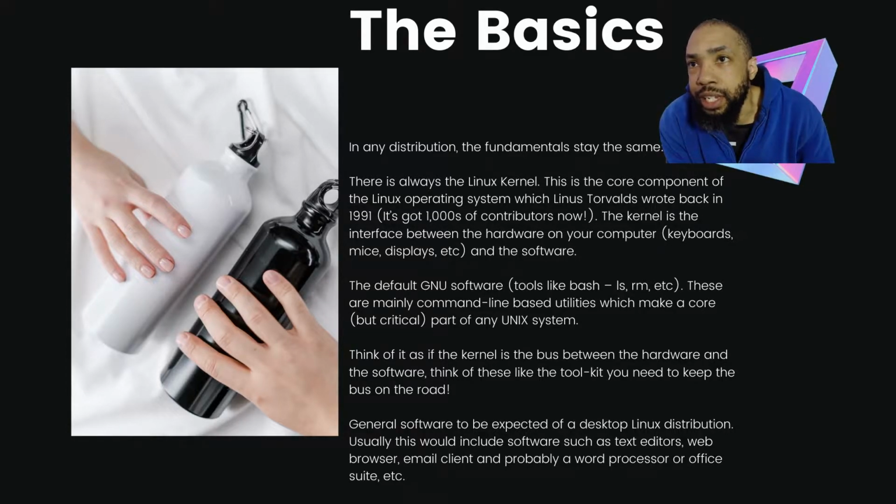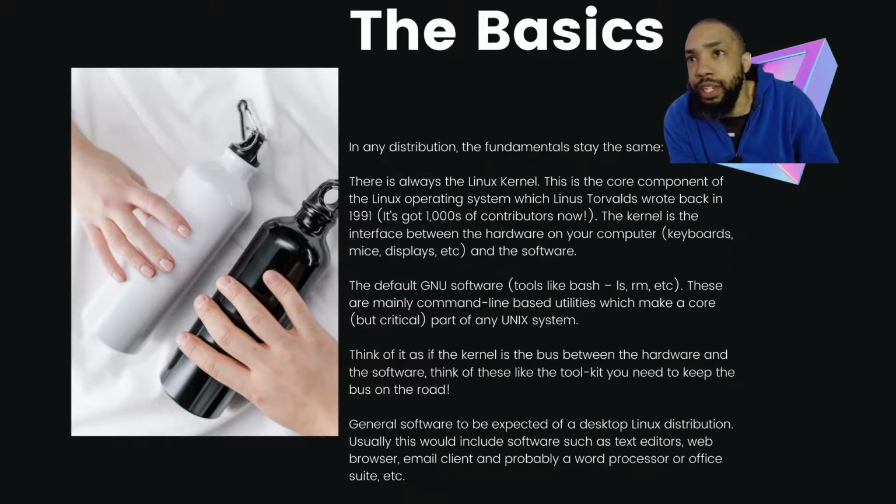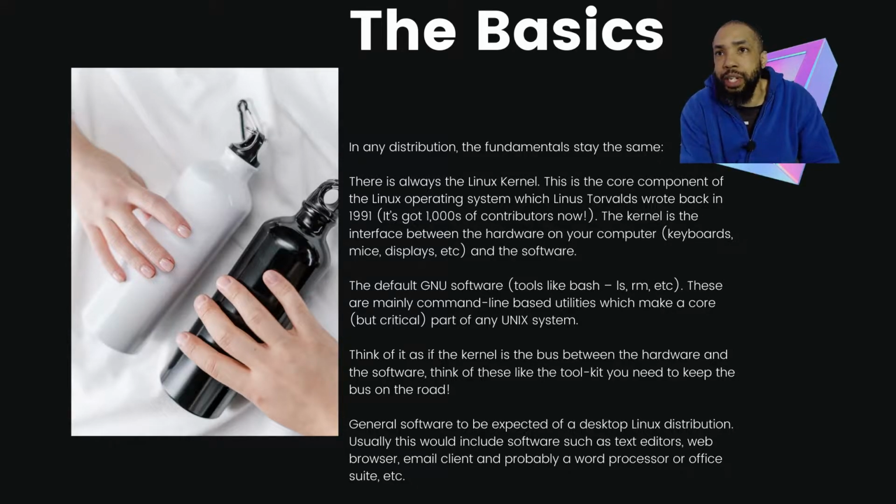The default GNU software includes the basics like rm. These are mainly command line based utilities which make a core but critical part of any Unix system. Think of the kernel as a bus between the hardware and the software. Think of these like a tool kit that you need to keep the bus on the road. General software to be expected in a desktop Linux distribution usually would include text editors, a web browser, an email client, and probably a word processor or a software suite.